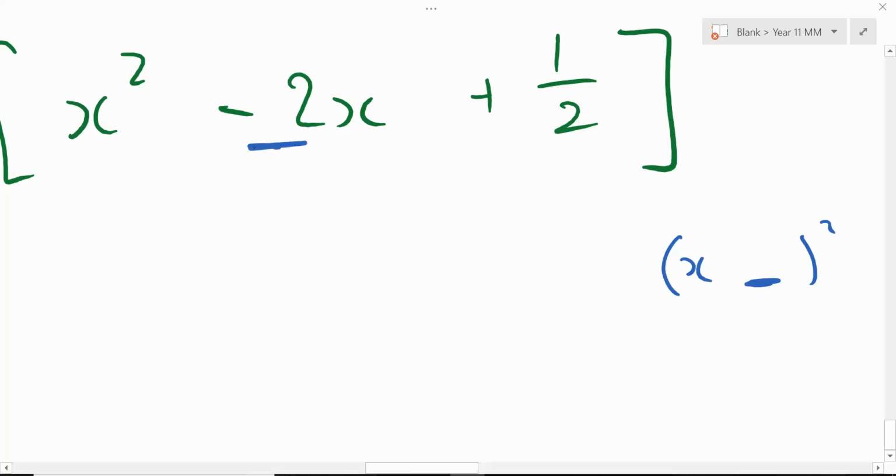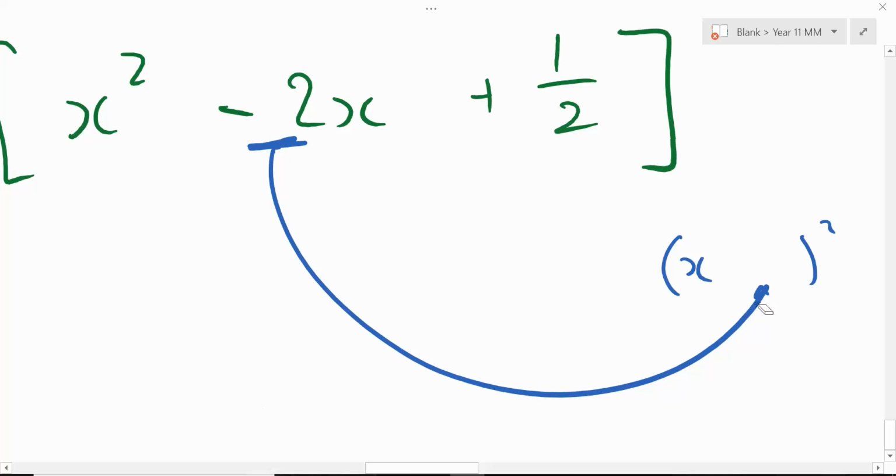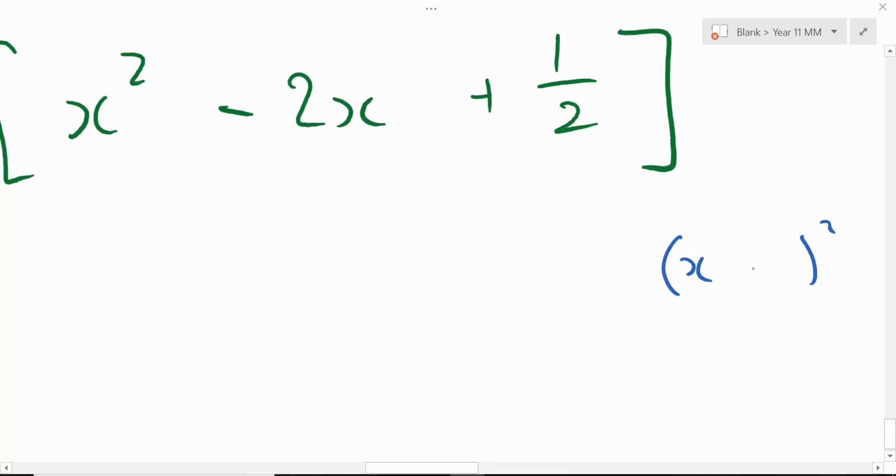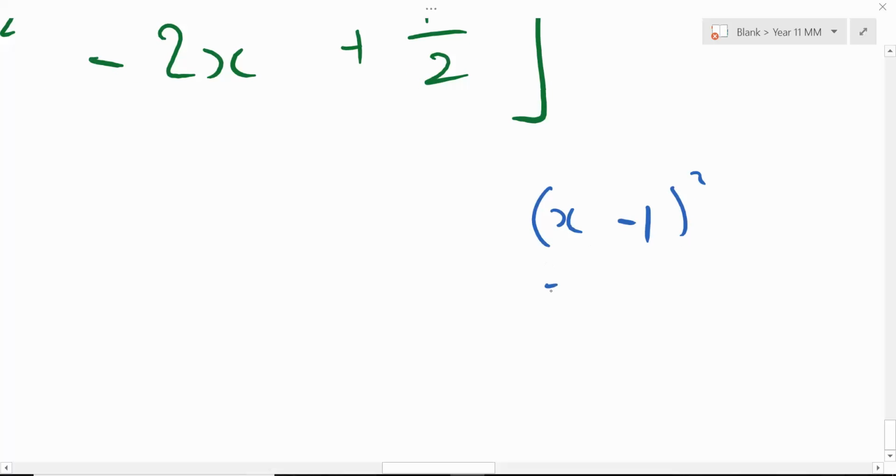So how do I get that negative 2? What number should this be? And again, same thing. Half of negative 2 should give me this number here. So half of negative 2 is negative 1, right? Now, if I expand this, this should tell me what my perfect square should be. It's x squared, 2 times negative 1 times x is negative 2x, square the last number, positive 1. This should be what I should have.